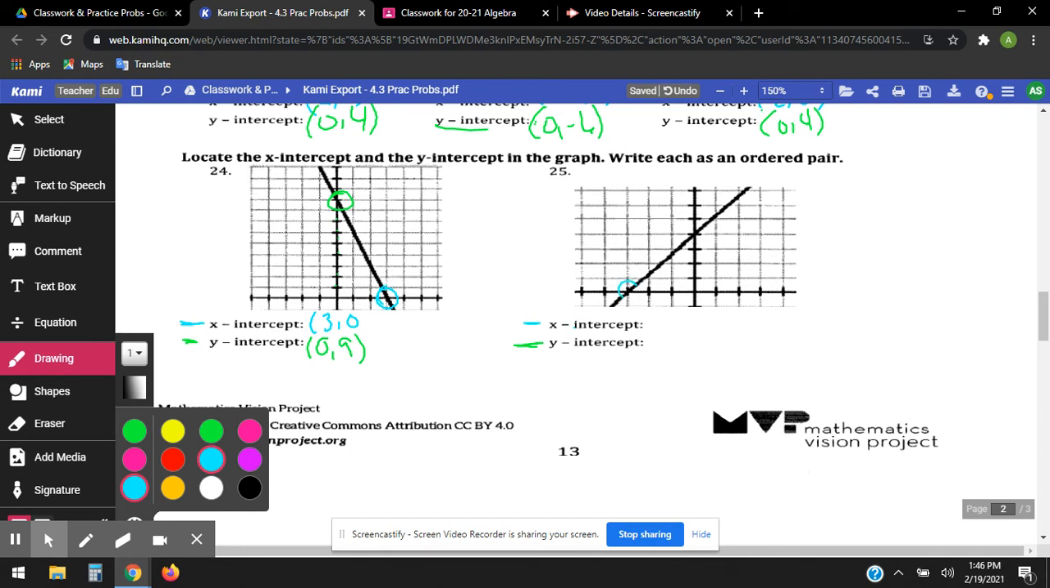Over here, we'll start with the x-intercept. 1, 2, 3, negative 3, comma 0. The y-intercept right there. 1, 2, 3, 4. 0, comma 4. So just keep track. You know which one is supposed to have the number first, which one's supposed to have the 0 first. It's an x-intercept. We should have the x value first.